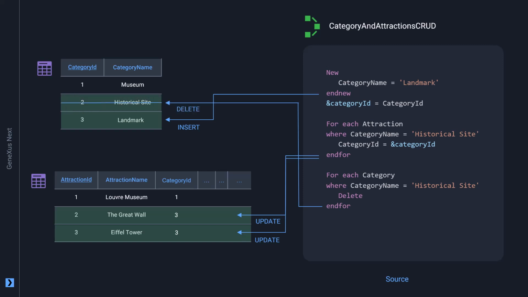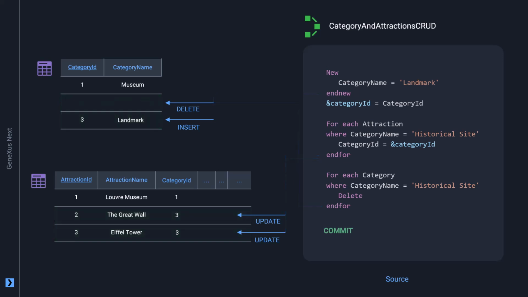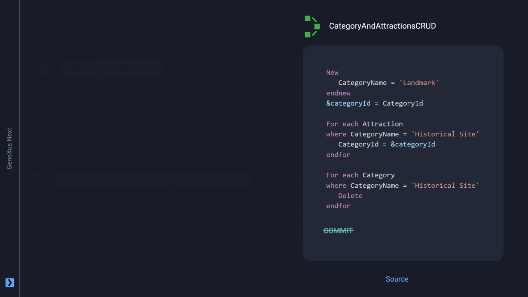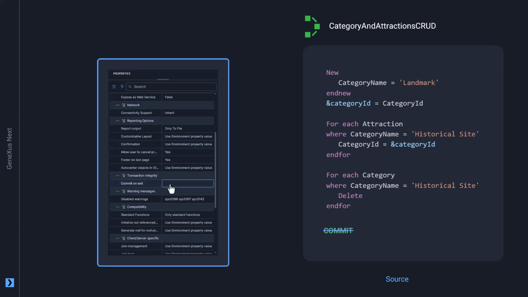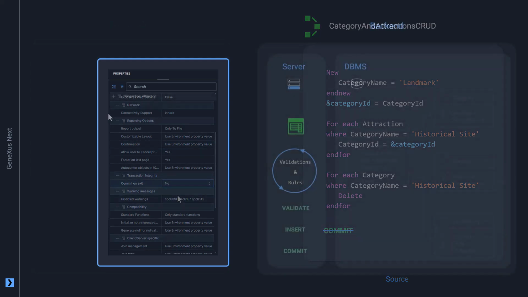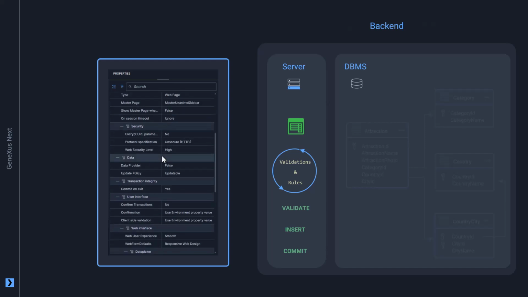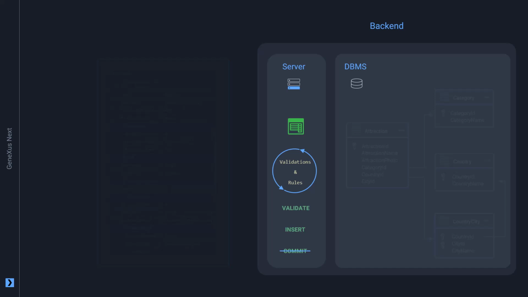GeneXus will add a commit command at the end of the source code. This means that all these operations on the database, here 4 in total, 1 insert, 2 updates and 1 delete, will be made permanent. This will be the default behavior. We could turn off that commit so that it is not added using the commit on exit property of the procedure. The transaction object also has this property on by default, and that's why the automatic commit is performed, but we can turn it off.